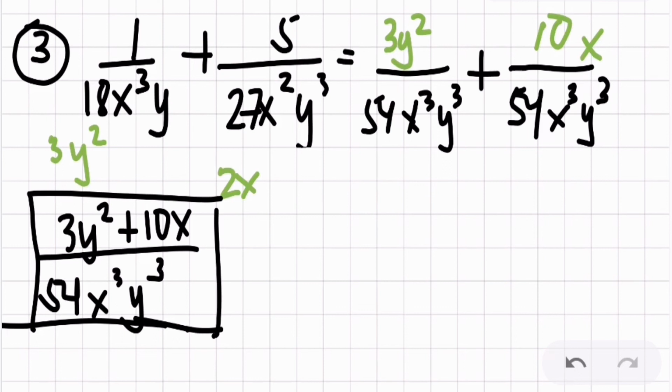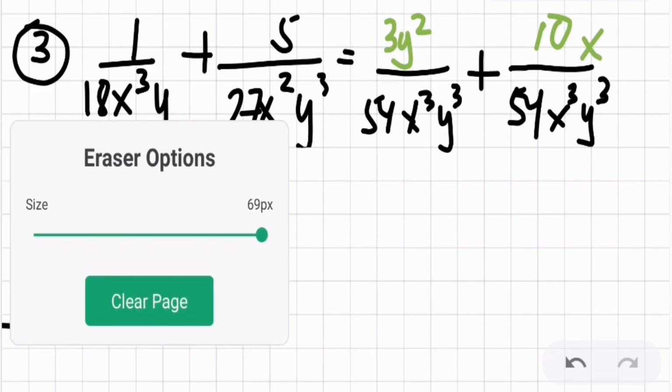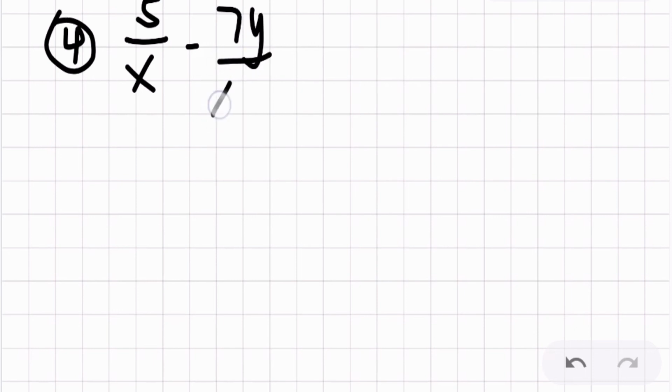Okay, so let's have the last example. The fourth one, we have 5 over x minus 7y over x plus 3. So take note, x here is part of the expression or a term. It's not a factor. Because if this is a factor, the operation in between x and 3 should be multiplication. So x will still be x times 1.